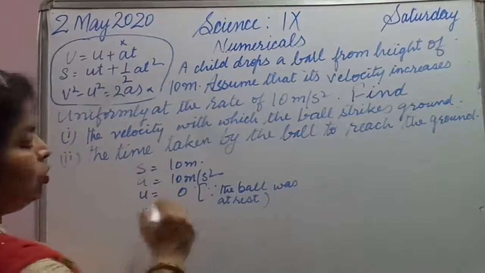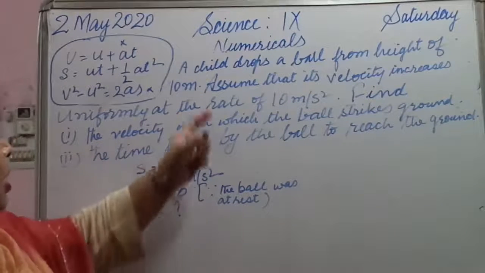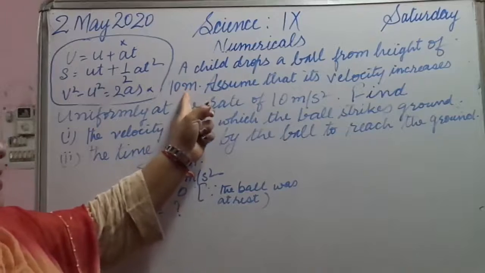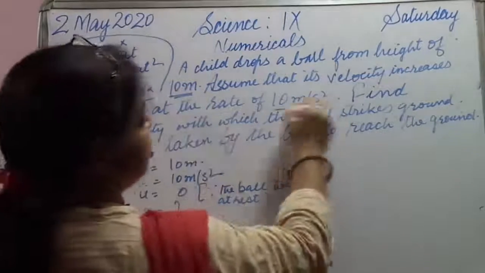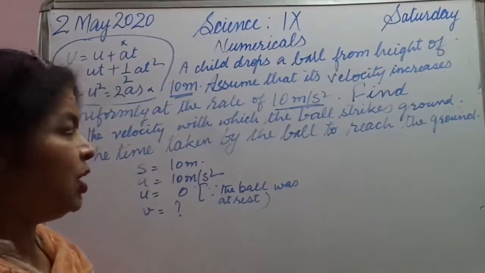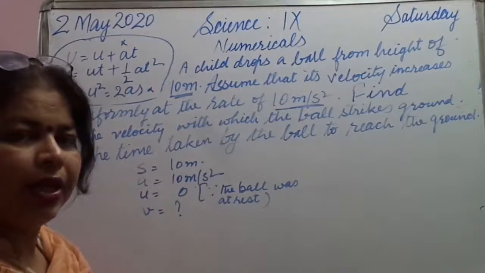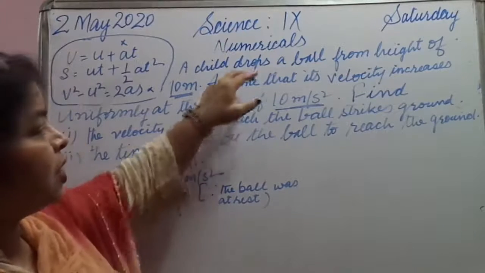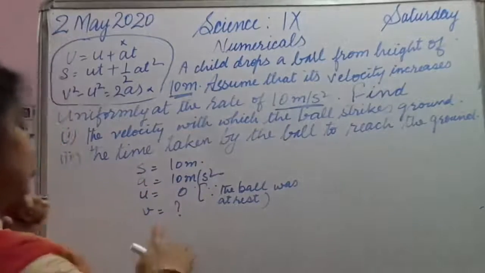Now V you have to find out. We are not talking here about time. Is there any time? No. Distance is given. This is your distance. This is acceleration, and U has been told without giving any notification. You are not told directly, but if it says that it drops from a height, it means initially it was at rest. So U is equal to 0.